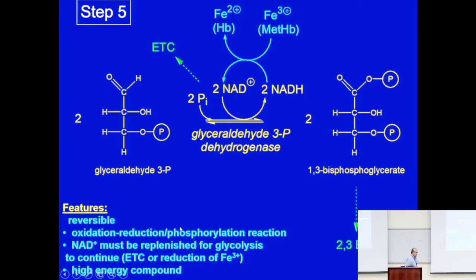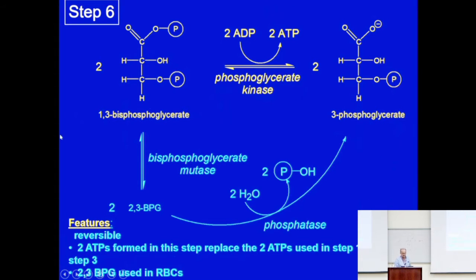I'll just say steps 1 through 9 are all reversible except at 1, 3, and 9. So everything else is reversible. That's a good way to remember. The rate-limiting enzymes will be irreversible. Everything else will be reversible. So we're going to carry forward two molecules of 1,3-bisphosphoglycerate.